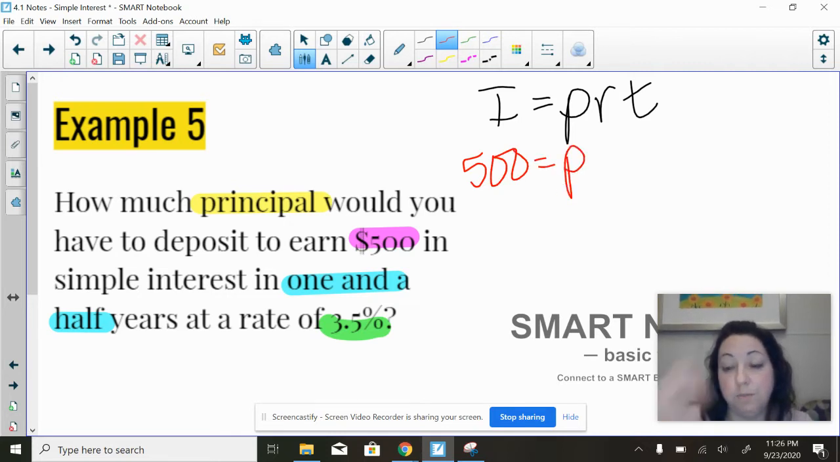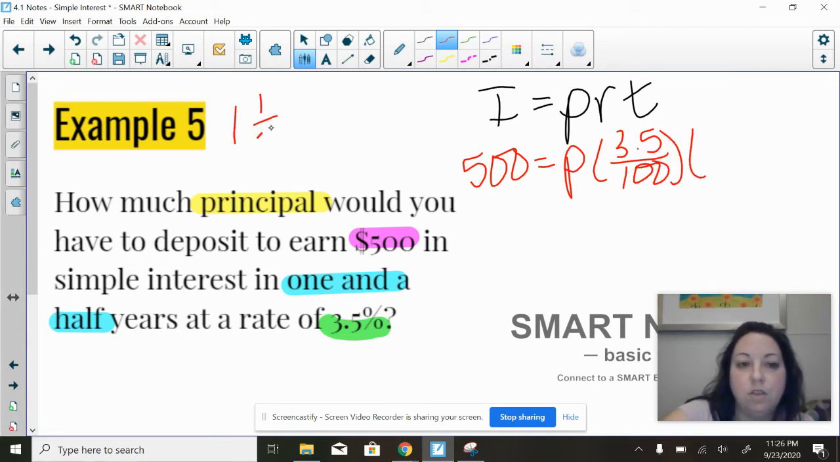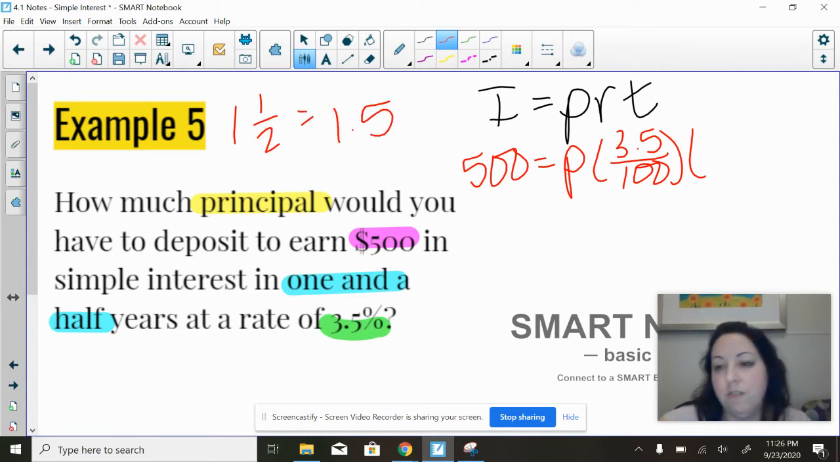I'm going to leave the principal because I don't know what it is. My rate is 3.5%. And my time value is 1.5 years. Just like we did before, though, 1.5 is really the decimal 1.5. It is going to be a little bit easier for you to convert it that way, okay? Pretty doable. We are going to find this principal value because that's what it's asking for.